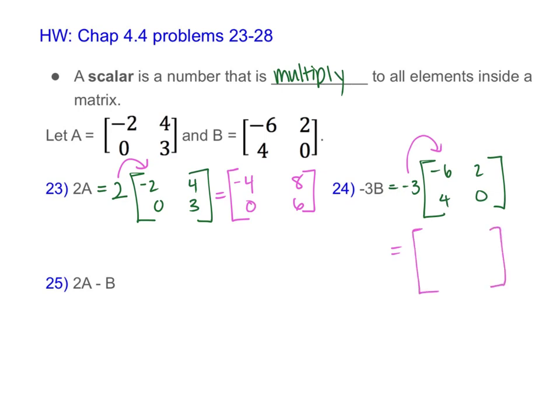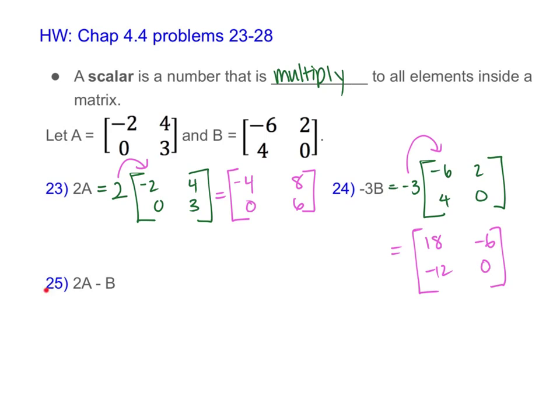So notice how when I multiply by a scalar, I don't change the size of the matrix. All I do is change the magnitude of the numbers inside. So in this case, everything in here gets tripled and basically changes sign. So -3 times -6, positive 18. -3 times 2, -6. -3 times 4, -12. -3 times 0, 0. And then there we go. We have our new matrix here.